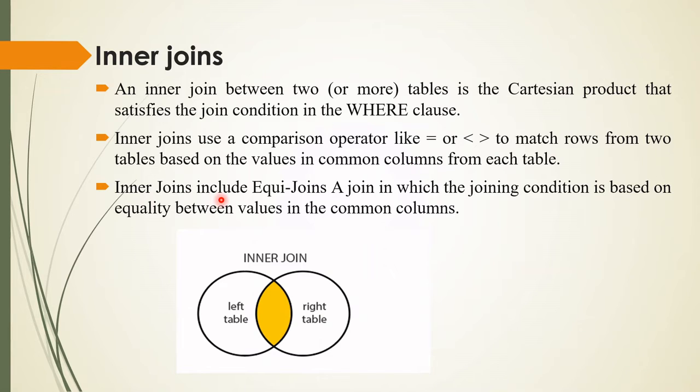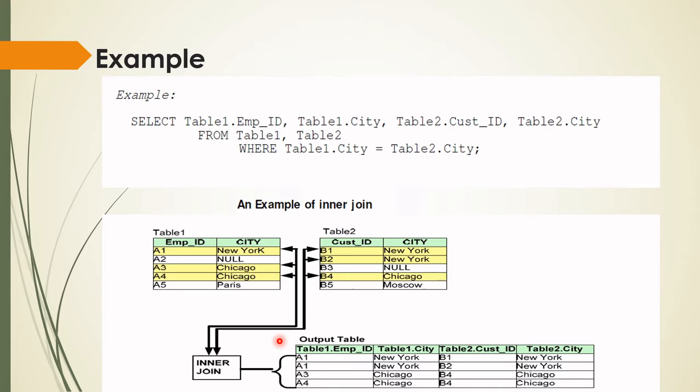Inner join includes equijoins, a join in which the joining condition is based on equality between values in the common column. So see the diagram, here we have a left table and here we have a right table. So we are selecting common values. See in the example.